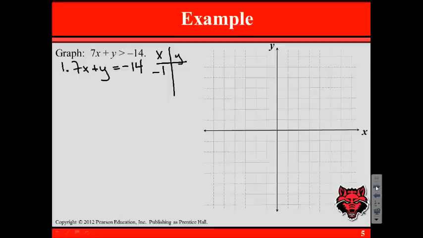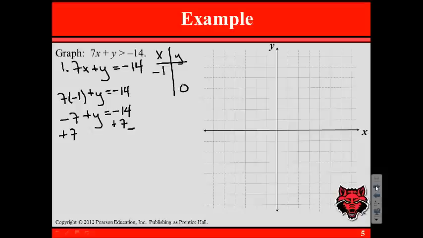And we'll choose a few values to plug in for x or y, as long as we only choose one coordinate at a time. So let's start by substituting x with negative 1. That gives 7 times negative 1 plus y equals negative 14. That becomes negative 7 plus y equals negative 14. We then add 7 to both sides of the equation. The opposite 7's cancel on the left side, and we're left with y equals negative 7. So our first point is negative 1, negative 7.